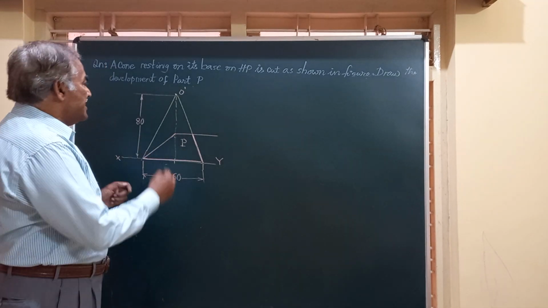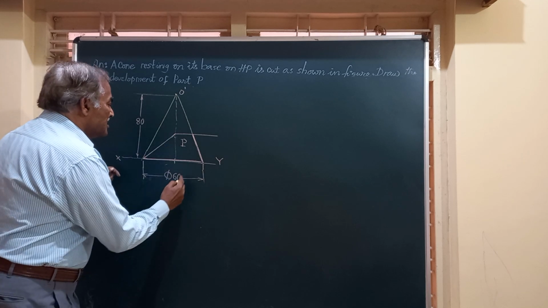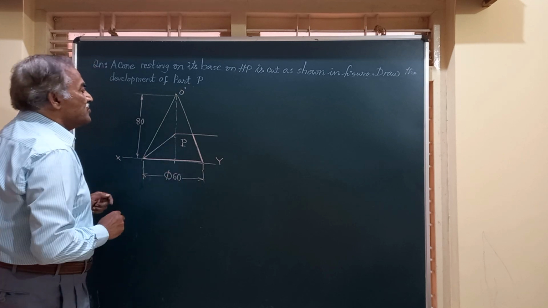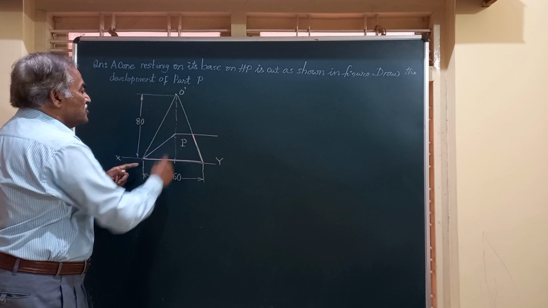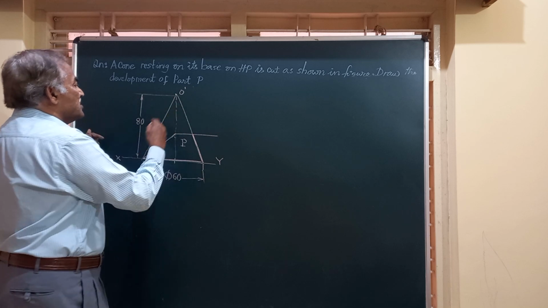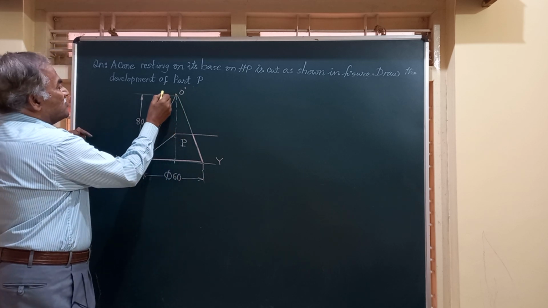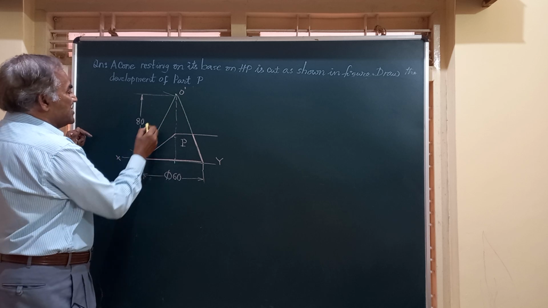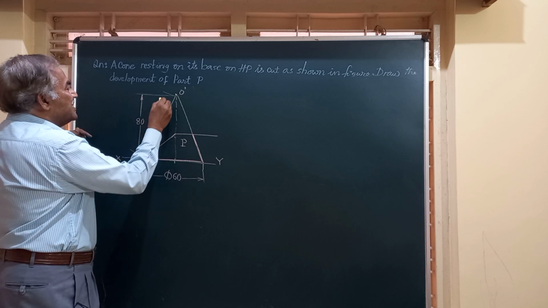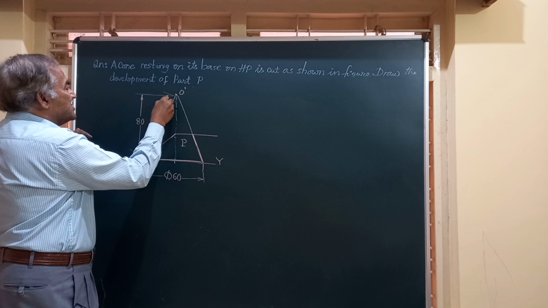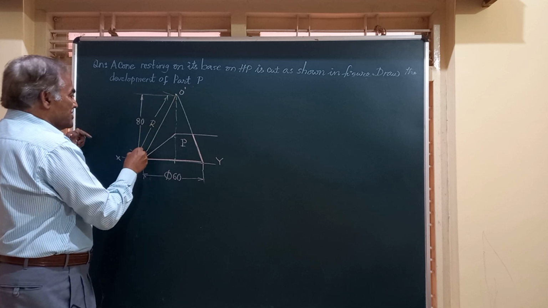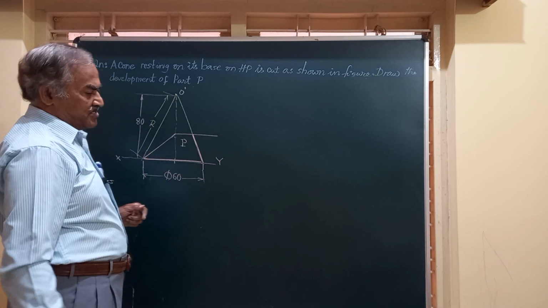So friends, let us see in this question, the diameter of the base is given and the height is also given. But after construction of this figure, you will be able to find out what capital R is, the radius of the end generator. That can be done only after the construction.